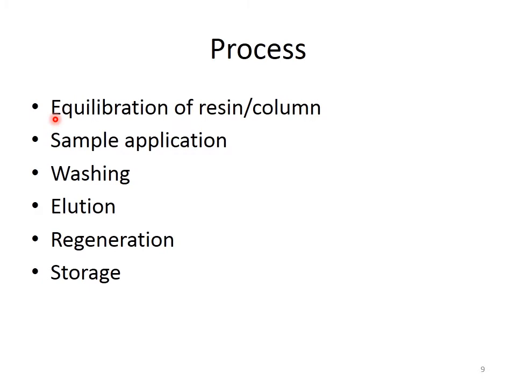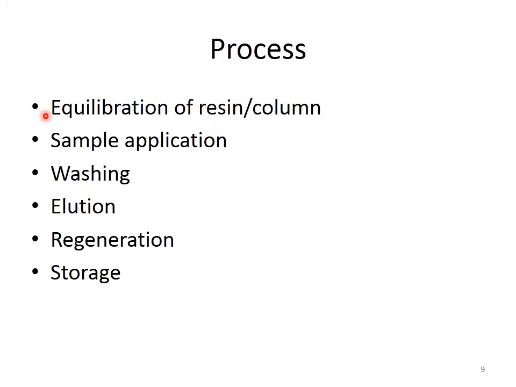The process of equilibration allows the stationary phase to be in conditions which allow the protein of interest to bind to it. For example, the protein of interest may be stable at a given concentration of salts, or it may be stable at a given pH. So equilibration is done to make the conditions of the stationary phase suitable for the binding of the protein of interest.